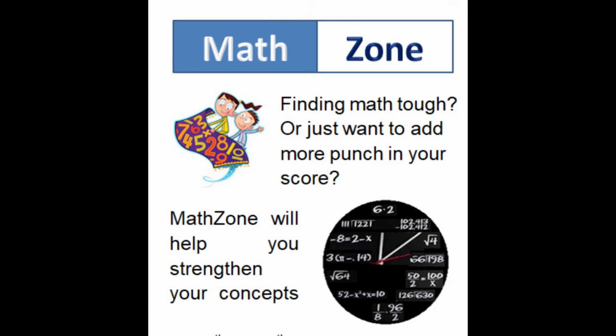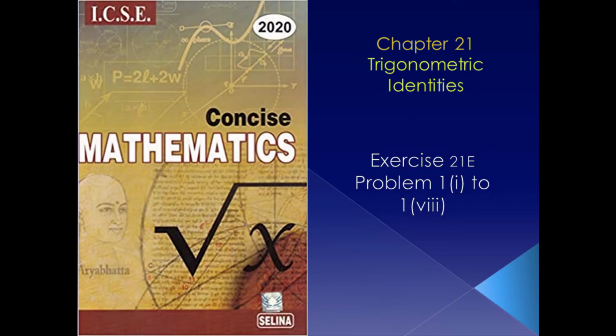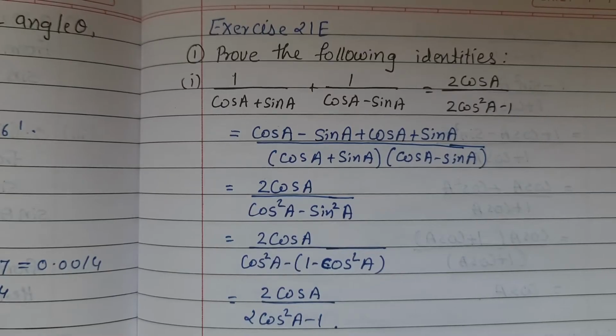Selena, Class 10, Chapter 21, Trigonometrical Identities. Exercise 21E, Sum number 1. Prove the following identities. Part 1.